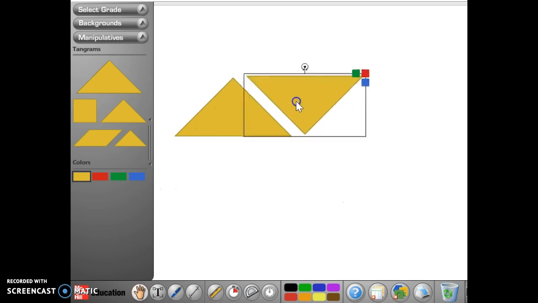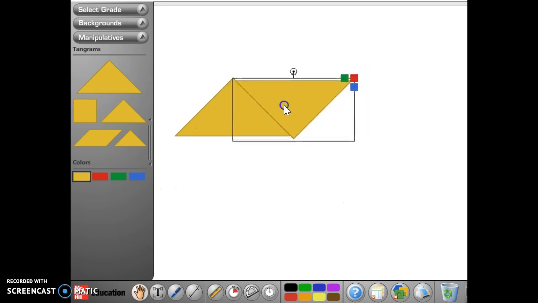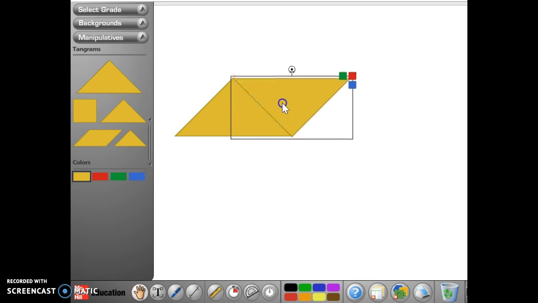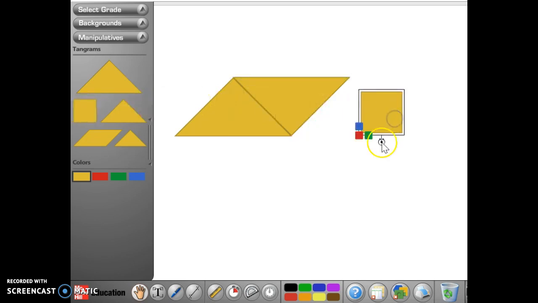I might have to move these up here. Okay. We need the 2 big triangles. Line them up here. It looks like I need a square that can line up at this point. These are great puzzles for kids to problem solve and manipulate pieces with.